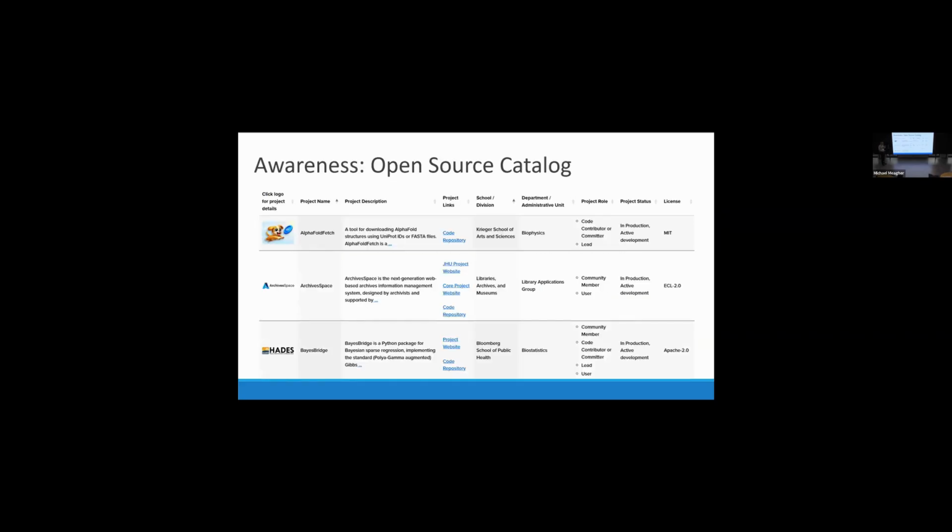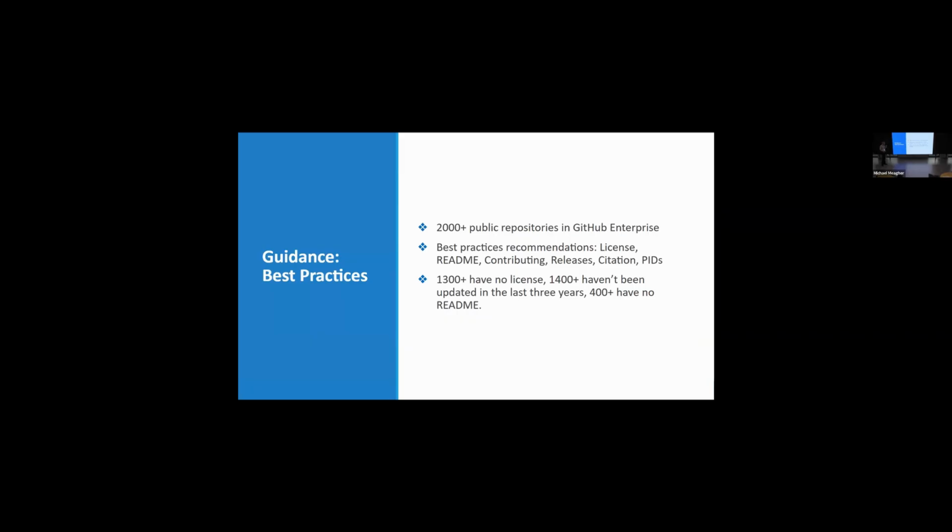The first of those is our open source catalog, just making directly visible what is open source that's happening within the institution. We also have a GitHub Enterprise, so thinking about our guidance, we manage this. We have over 2,000 repositories in that at the moment. That's a continually building engagement. But you'll notice at the bottom, over 1,300 of those currently don't have licenses.